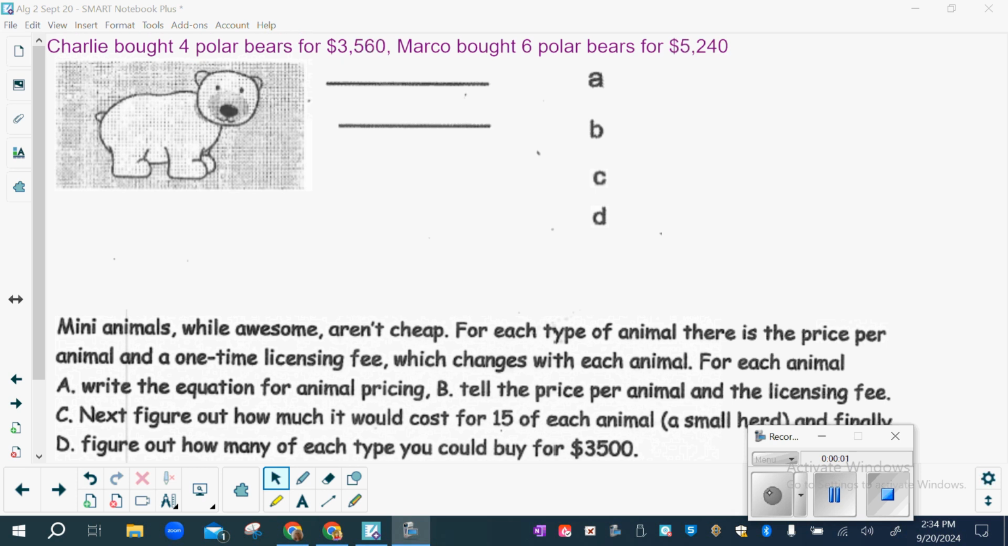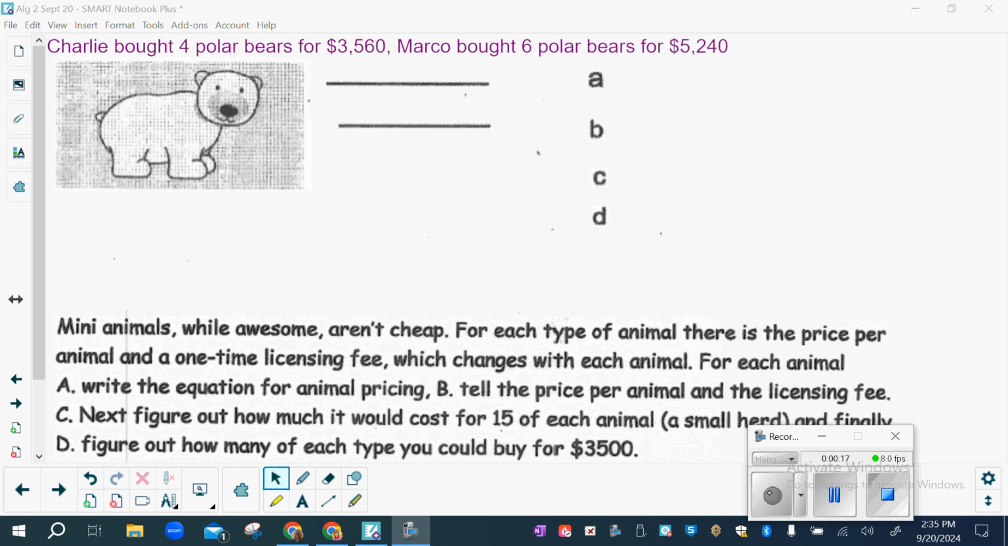We bought 4 polar bears for $3,560. Marco bought 6 polar bears for $5,240. Many animals, while awesome, aren't cheap. For each type of animal, there's a price per animal and a one-time licensing fee, which changes with each animal.